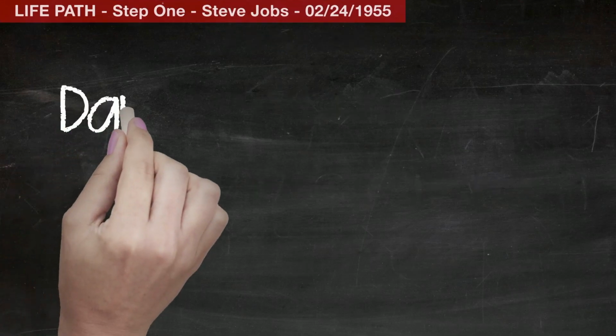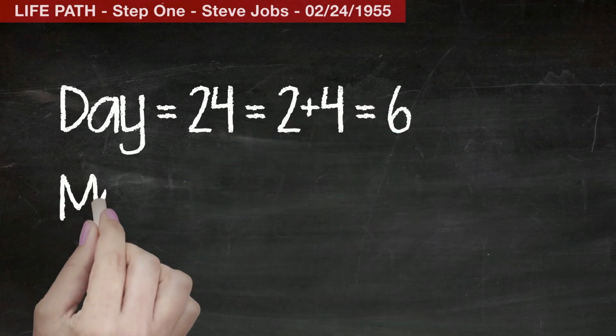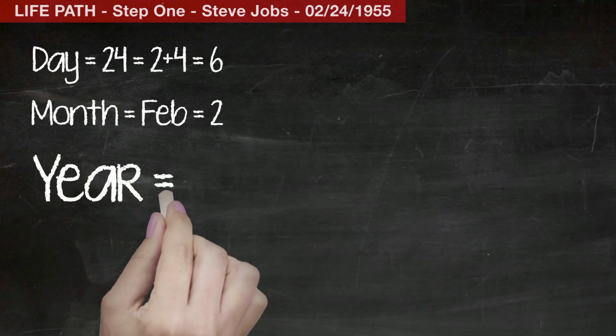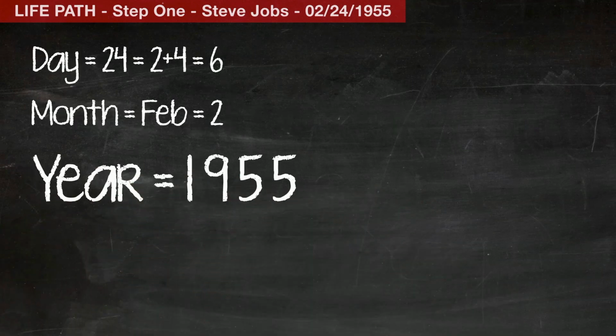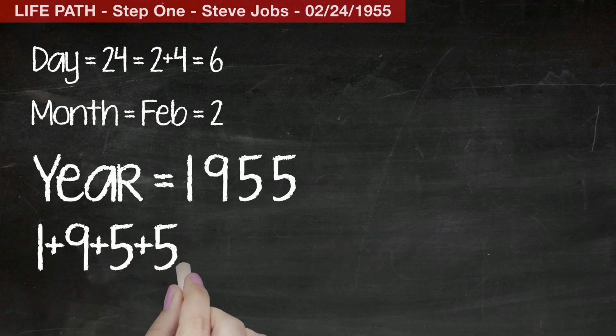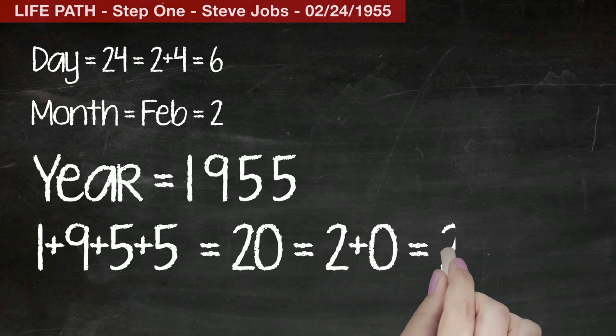For Steve Jobs, this is: the day is 24, which gives 2 plus 4 equals 6. The month of February is the second month of the year, which gives 2. The year requires a few more steps, as we have to add together 4 numbers, i.e. 1 plus 9 plus 5 plus 5, which gives 20, and then we sum 2 plus 0 to get 2.